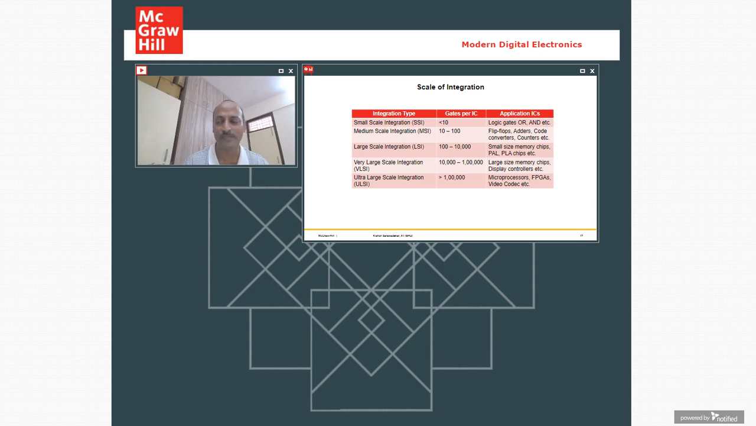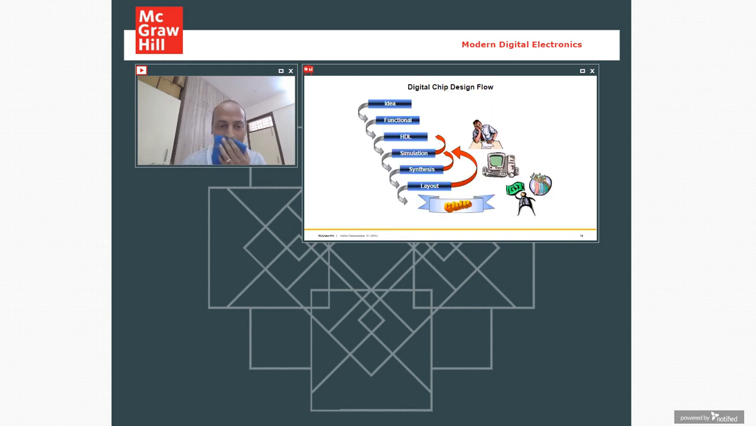Usually large size memory chips, maybe more than 1 kilobit, that is, kilobytes, you can say 1 KB and so on, or display controllers, etc. fall under VLSI. But if the number of logic gates is more than 1 lakh, nowadays we call it ultra large scale integration. So typically microprocessors, FPGAs, video codecs, etc., all the sophisticated devices or ICs, DSP processors, all fall under this ultra large scale integration. Now I'm just giving you a brief summary.